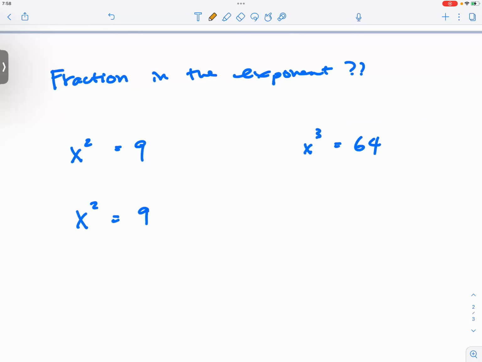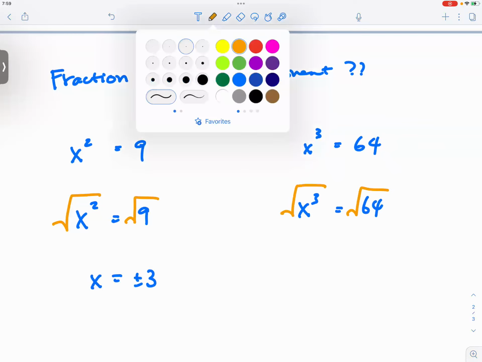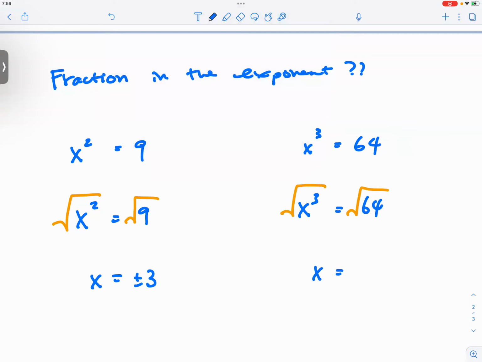I'm going to use the orange color to show you the square root. And then we say x is equal to plus or minus 3. On the right hand side, x cubed is equal to 64. What would you do to get x by itself? You cube root, right? So I think that's not a problem for anybody here. So what's the answer? X is equal to? I'm sorry, my bad. It's cube root. So it should be 4 right here. Now, is everyone okay with what is just done here? Are we good? Yes?